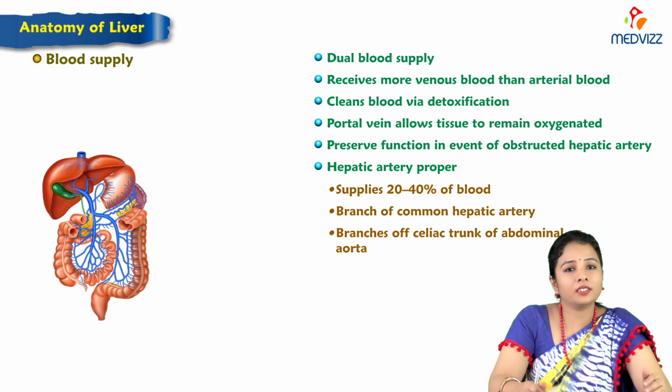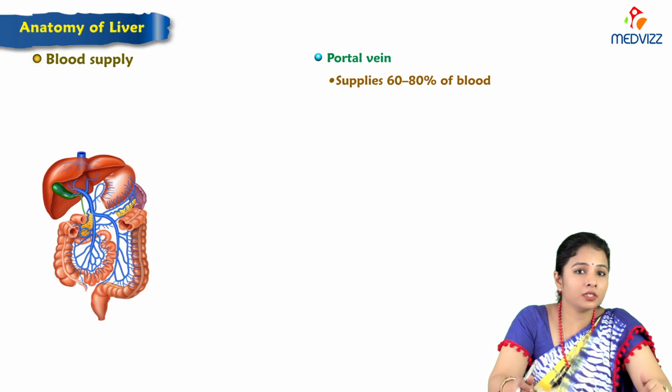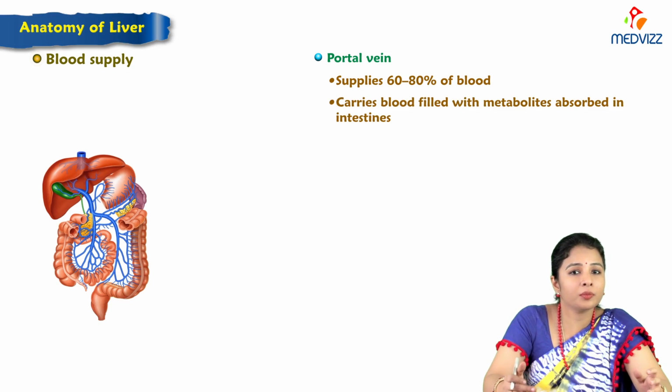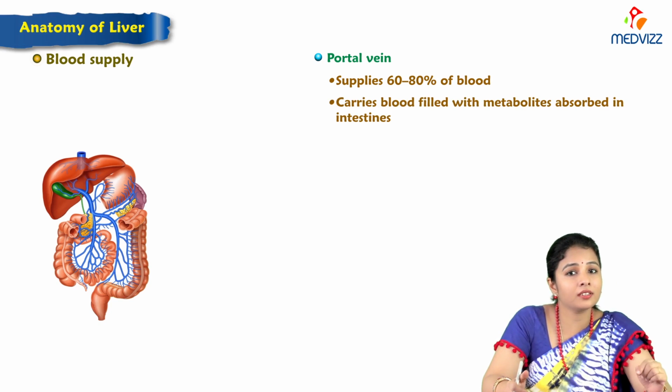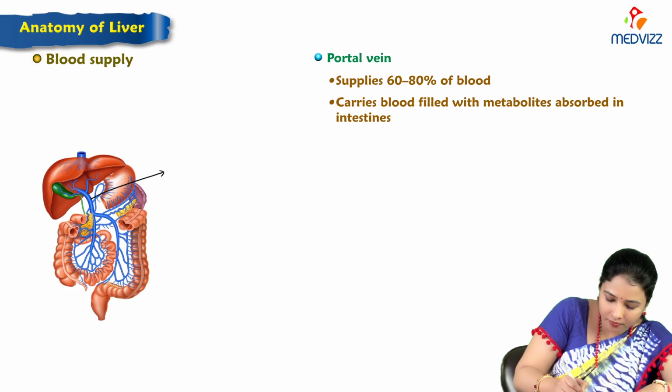Most of the blood supply to the liver is by the portal vein. The portal vein supplies 60 to 80% of the blood. The portal vein carries blood filled with nutrients, meaning filled with the metabolites absorbed in the intestine. So here is the portal vein.